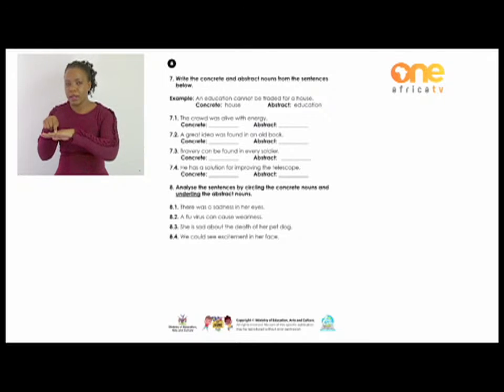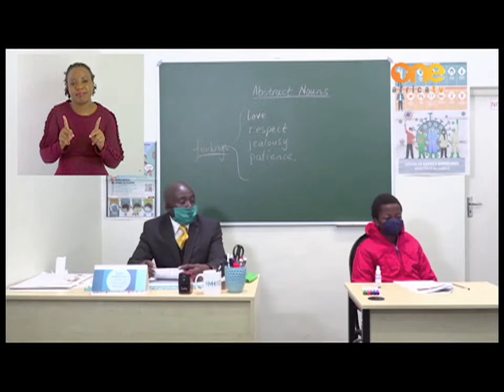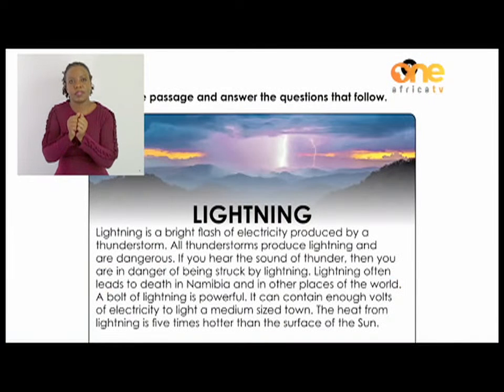okay. For example, there was a sadness in her eyes. Sadness is our abstract noun, so we underline it. And then eyes, we circle it. It's a common noun or concrete. Writing our work. Let us turn to page 9. The next page, which is page 10, there are some questions which are supposed to be answered after reading the comprehension.